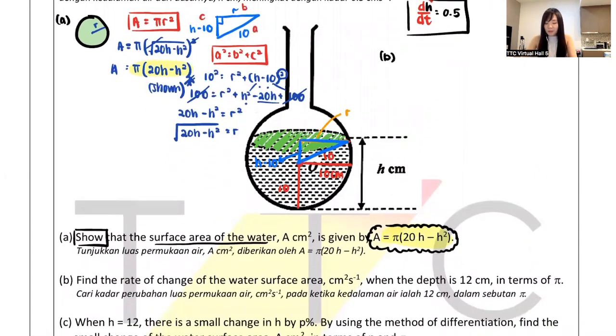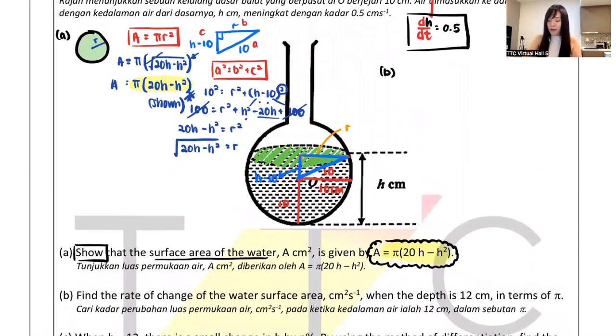So B, they say find what? Find the rate. I don't think I need to ask you guys. You guys are all quite good on rate. Rate, isn't it d something dt? Correct? They say find the rate of change of the water surface area. Surface area, isn't it dA dt? They say when the depth is 12 cm. Hey guys, the depth is what? The height. So they are telling me the height is 12 cm.